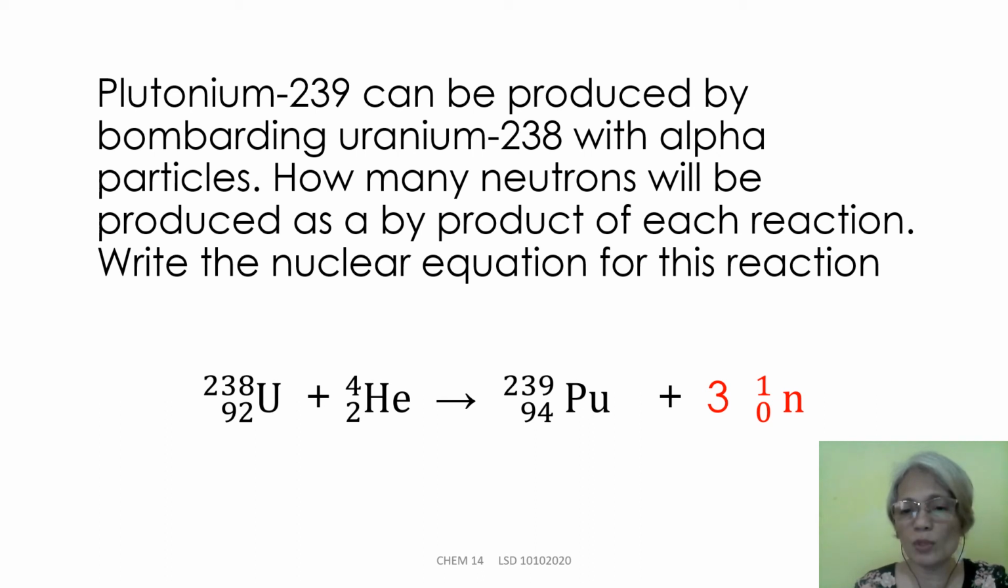So 3 times 1, that would be 3 plus 239, that's 242. Why neutron? Because the atomic number on the left is equal to the atomic number on the right. So 92 plus 2, that's 94. Then that's 94. So that's how we balance nuclear equations. No? Medyo madali lang siya kasi iilan lang yung titingnan mo.